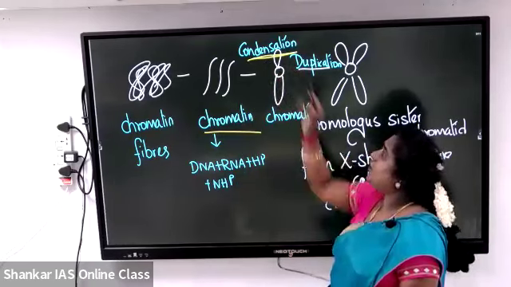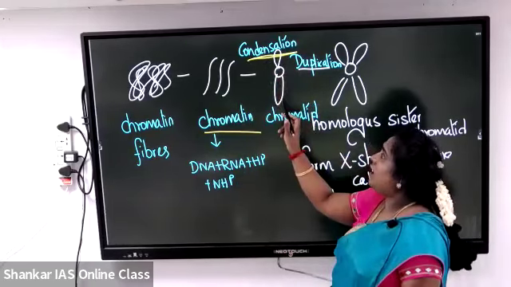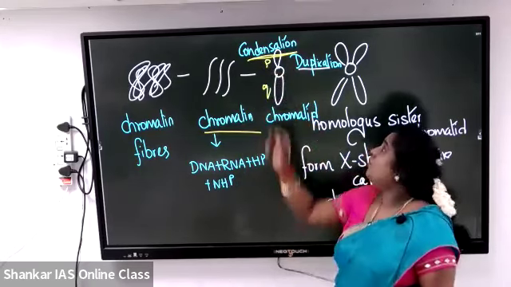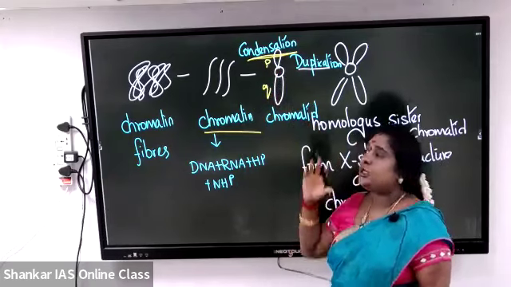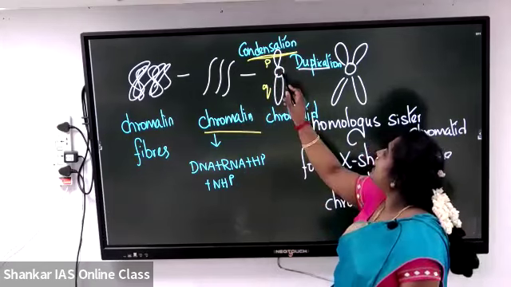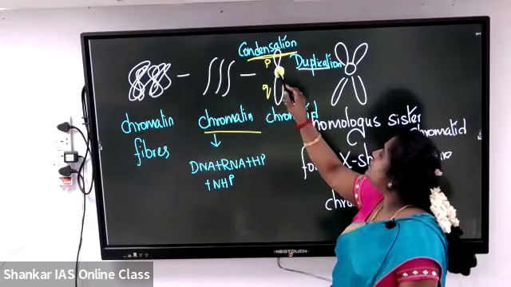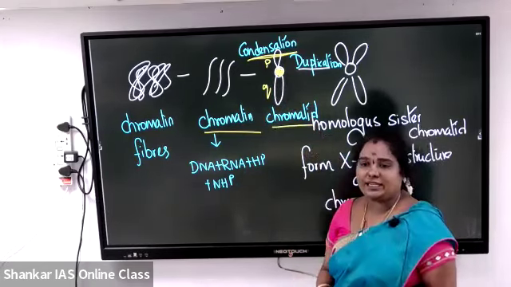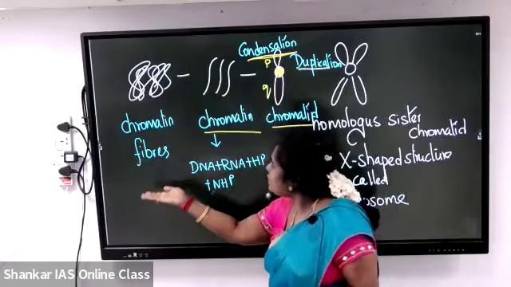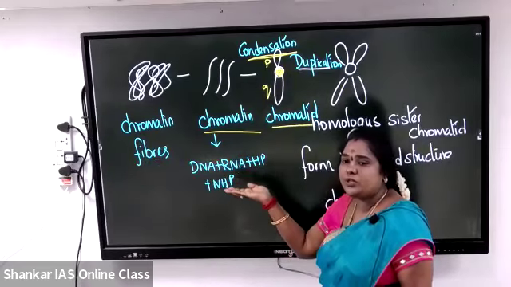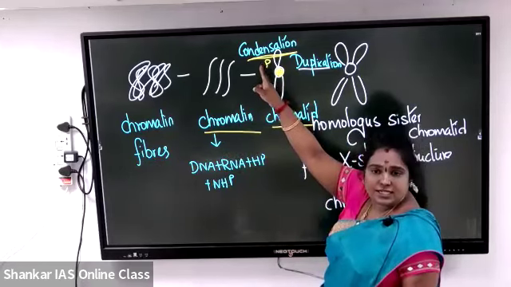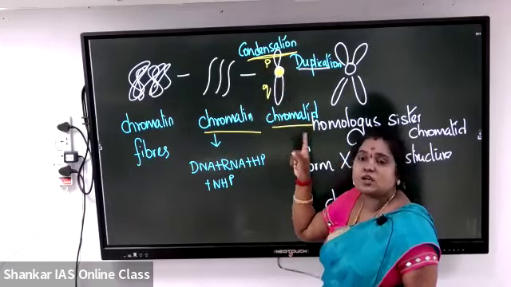When they undergo condensation, they create two arms, the P arm and the Q arm. The P arm represents the short arm, the Q arm represents the long arm. In between the two arms, they have a centromere in the center. This structure we call a chromatid. So first, how is it inside the nucleus? It is in the form of chromatin fibers. These chromatin fibers have individual units called chromatin. During the process of cell division, they undergo condensation to form a structure called a chromatid.